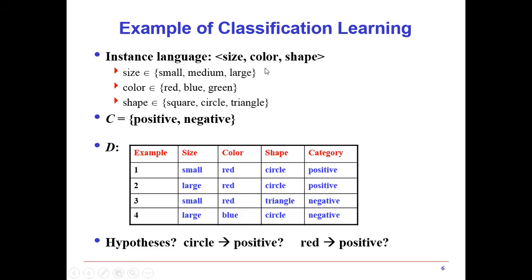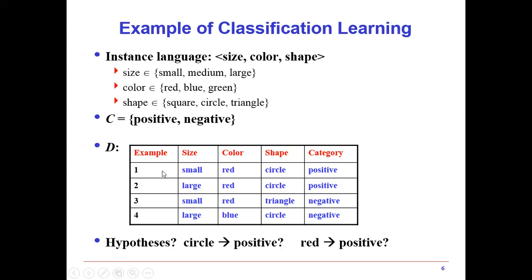So this is one of the examples. We have a feature space. In the feature space, we have the values of X like size, color and shape. And we have different values for each: size is small, medium, large; color is red, blue and green; and shape is square, circle and triangle. And we have only two classes, either positive or negative. So this is the capital X and these are the values of small x.